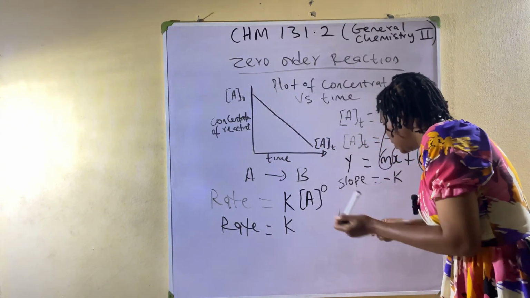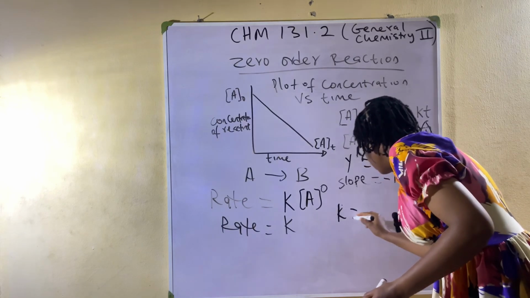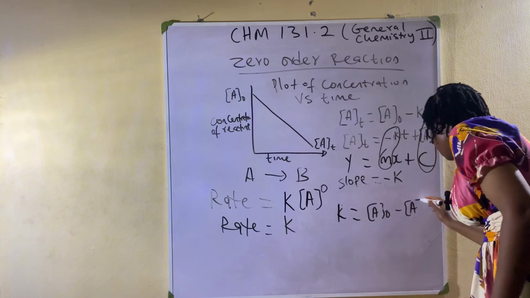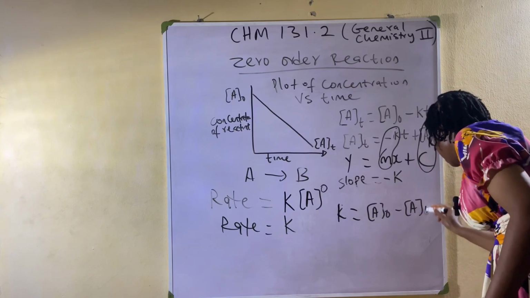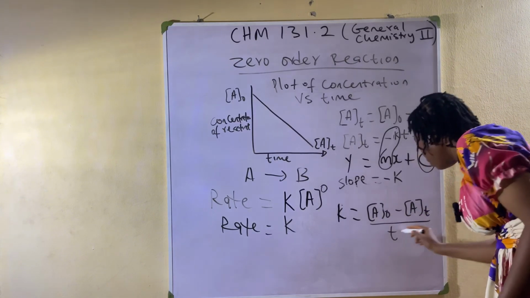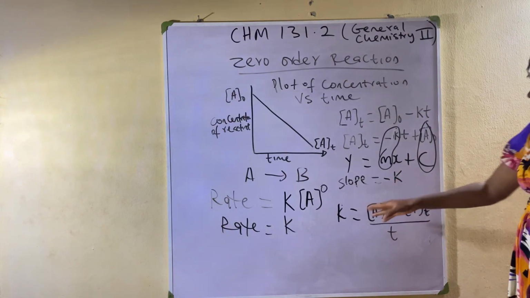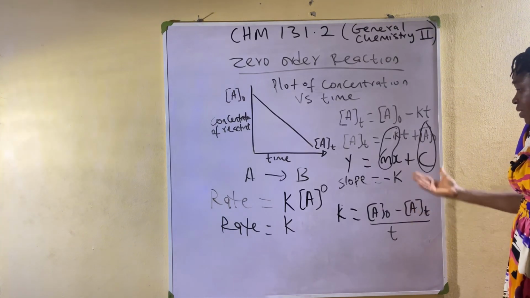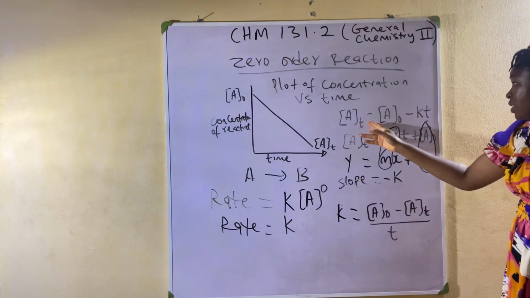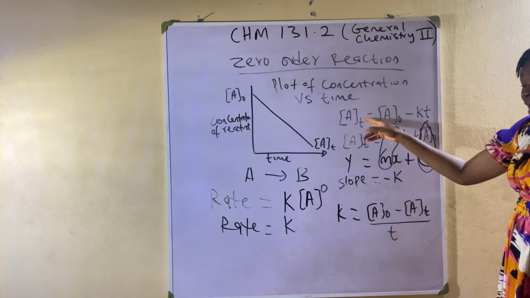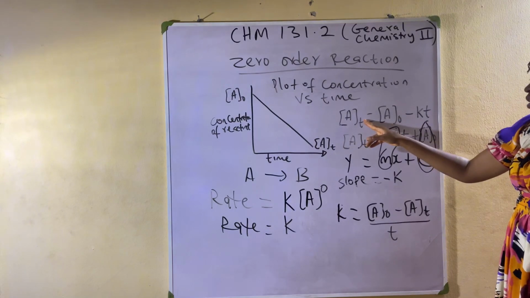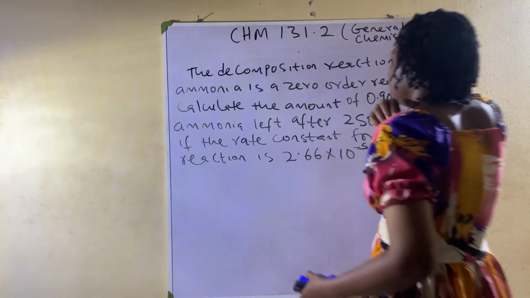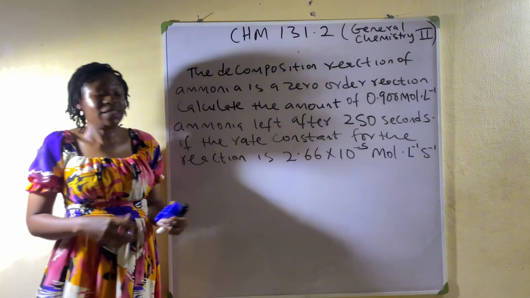So the rate constant K is equal to the initial concentration minus the concentration at time, or the final concentration, divided by time. If you are asked to find the rate constant, you use this formula. You can also say the concentration at time minus the initial concentration equals minus K, and you still get the same answer. Right, let's solve some exercises.